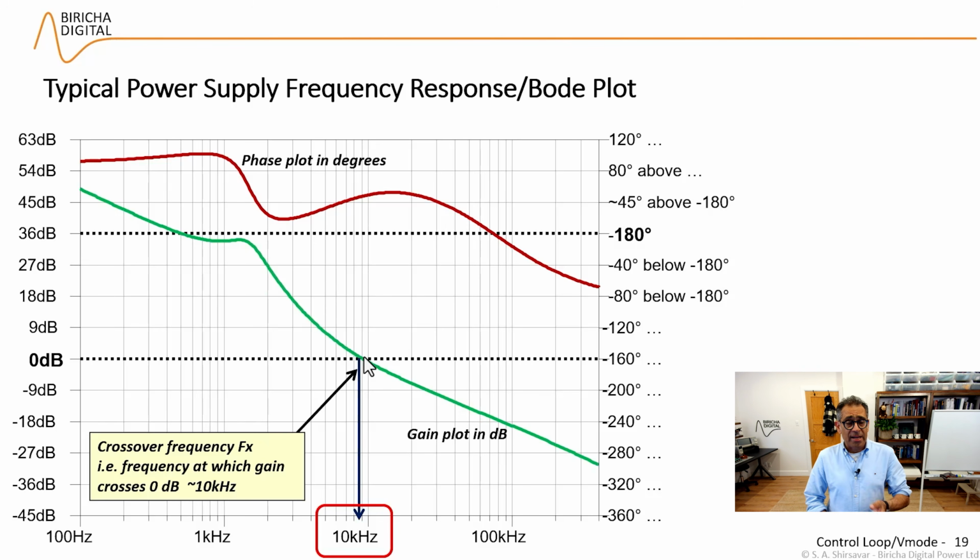A good value for a crossover frequency is 1/20th of your switching frequency. So if your power supply is switching at 200 kilohertz, then a good value for crossover frequency would be 10 kilohertz, 1/20th of your switching frequency.